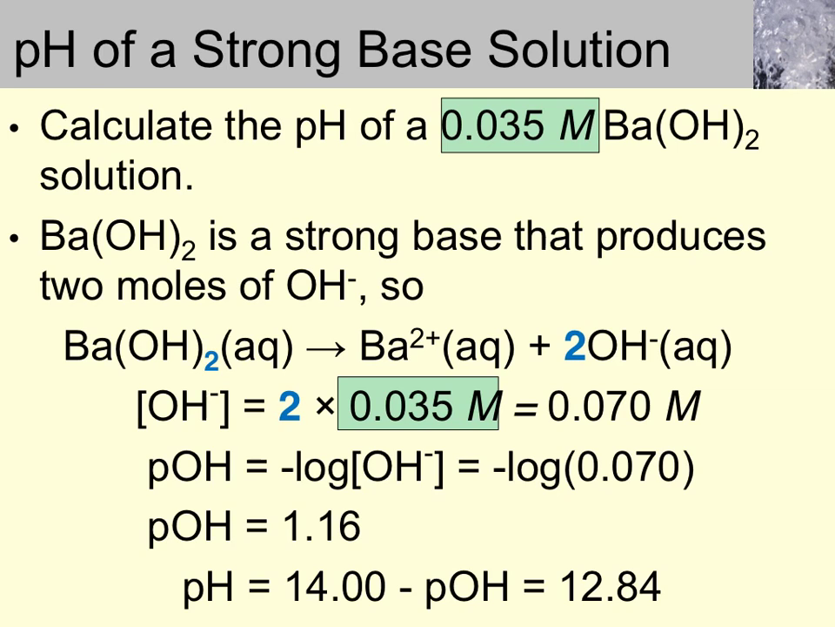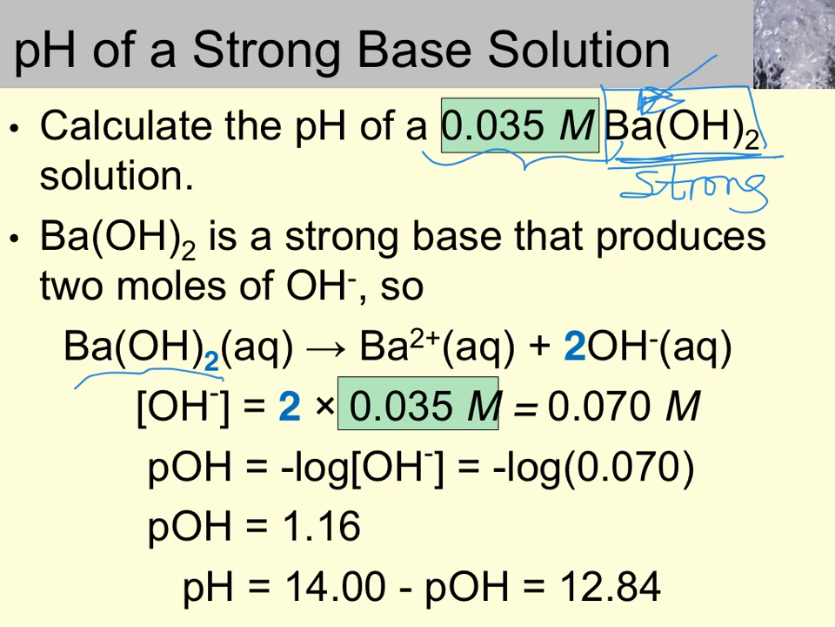Here's an example calculating the pH of a basic solution. So it says, what is the pH of a 0.035 molar solution of barium hydroxide? The very first question you need to ask yourself is whether or not the acid or base referred to is strong or weak. In this case, barium hydroxide is strong. Barium is a heavy alkaline earth group 2 metal, and so it makes a strong base when combined with hydroxide, which means the barium hydroxide in aqueous solution completely, 100%, breaks apart or ionizes into the barium cation and the hydroxide anion.